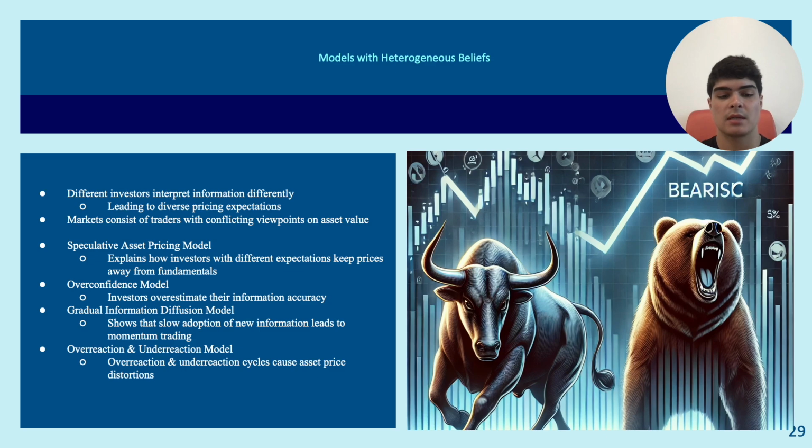Another key concept is heterogeneous beliefs, meaning different investors interpret information differently, leading to price divergence. Markets aren't made up of identical rational traders, they're made up of people who have conflicting views on valuation. Models like the speculative asset pricing model and the overconfidence model explain how traders with different expectations and overconfidence in their knowledge can push prices away from fundamentals. We see this in debates over Tesla's valuation. Some believe it's worth far more than its earnings suggest, while others think it's in a bubble. These conflicting perspectives create market volatility and trading opportunities, truly.